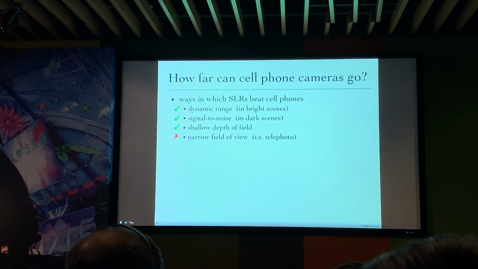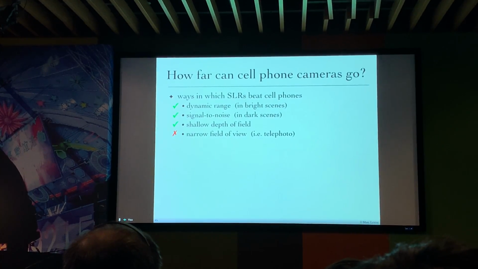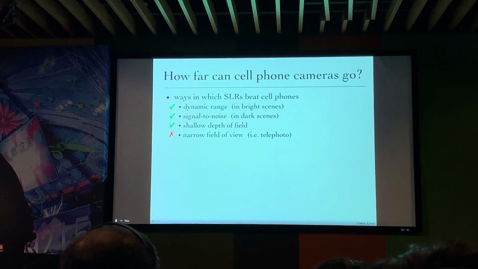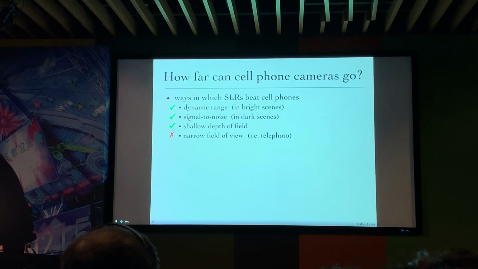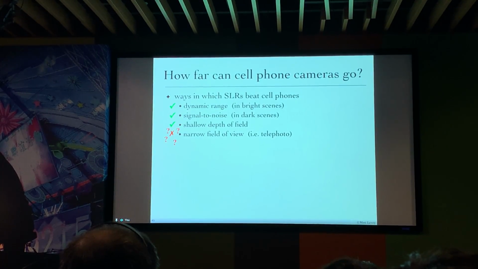So this is an area in which, right now, a single-lens reflex camera is still better. If I go to the Arctic instead of the Antarctic and I want to photograph a polar bear, I would like to have a very long lens keep me away from the polar bear. But what can we do computationally? Can we do anything at all?